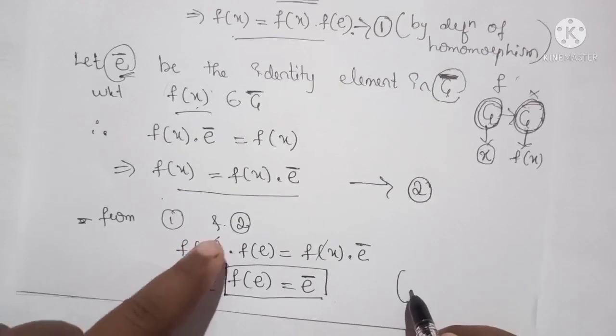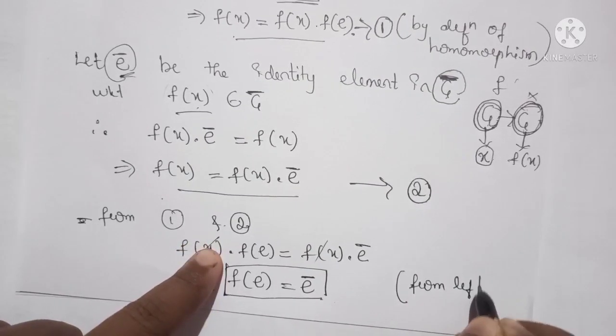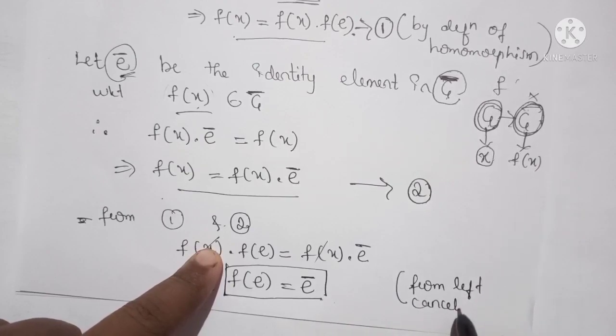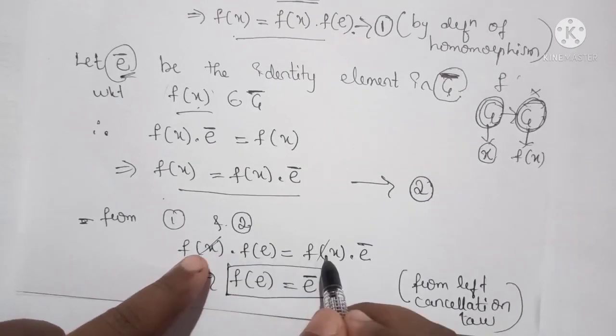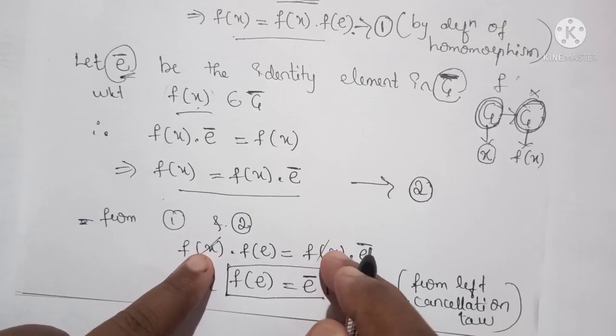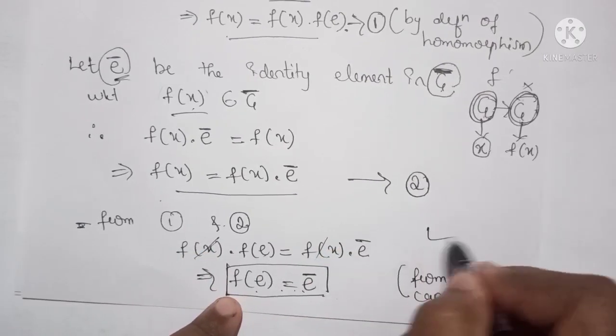So here we have cancelled from the left cancellation law. Okay, so we have cancelled this f of x on both sides. This is from the left cancellation law, therefore we get f of e equals e bar. This is the first one.